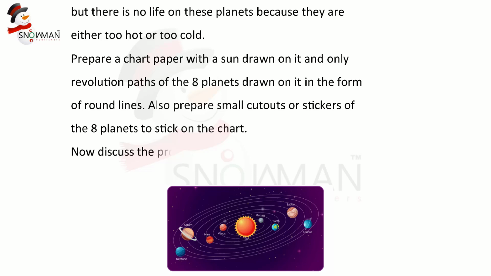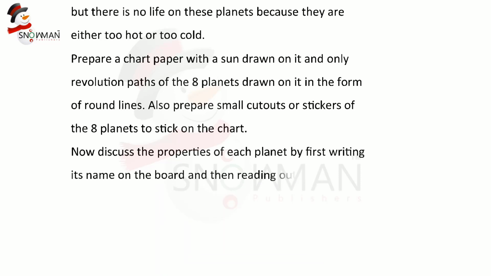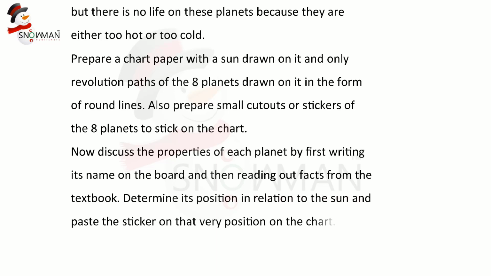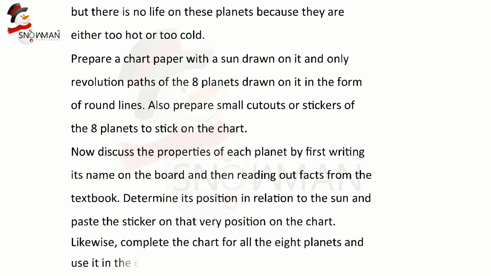Now discuss the properties of each planet by first writing its name on the board and then reading out facts from the textbook. Determine its position in relation to the sun and paste the sticker on that very position on the chart. Likewise, complete the chart for all the 8 planets and use it in the end to recall information about the sun and solar system.